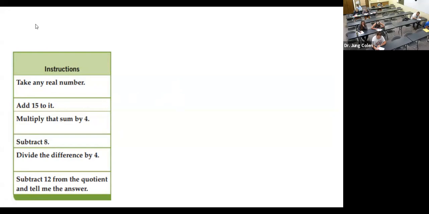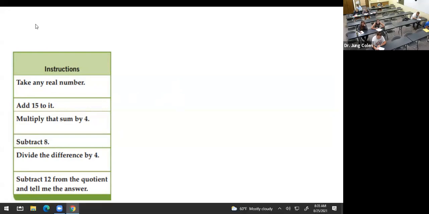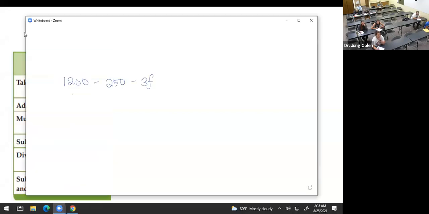Hold on. Add that by 15. We're going to go back and forth. I think that's what we need to do. Oh, actually I can see from here. That's nice. Okay, so let's go here.